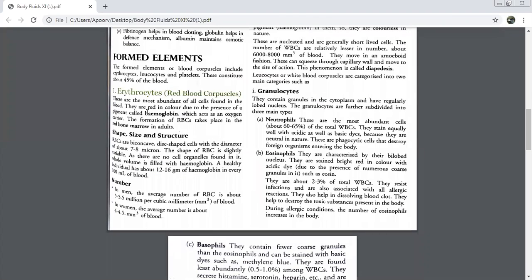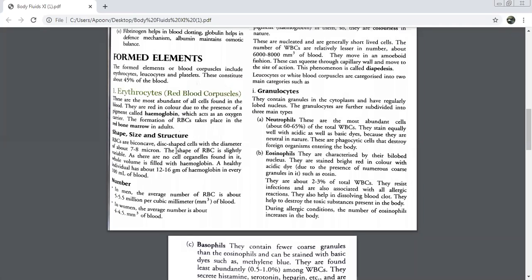Let's talk about RBCs. They are the most abundant of all cells found in the body. You know that they are red in color due to the presence of a pigment which is known as hemoglobin. Hemoglobin is a carrier of which gas? Oxygen. So the formation of RBCs takes place in the bone marrow in the adults. Nothing complicating here. Let's talk about the shape, size, and structures.